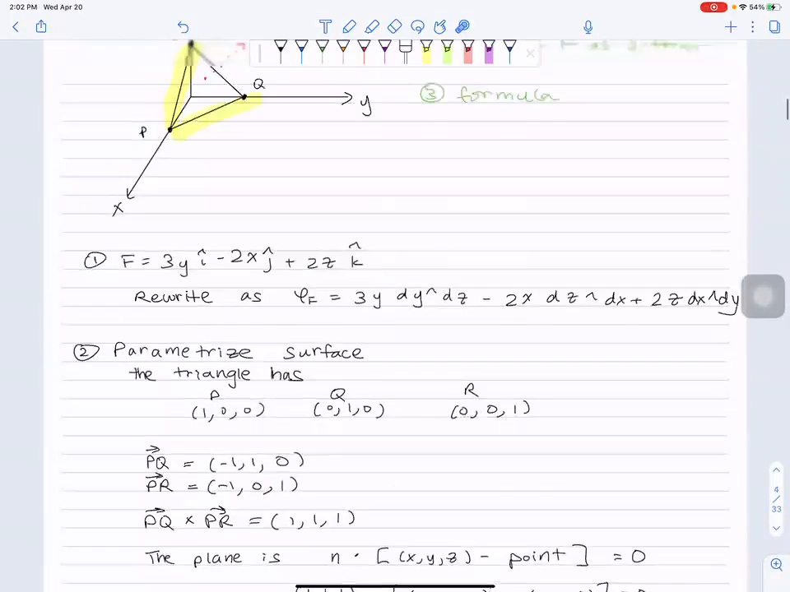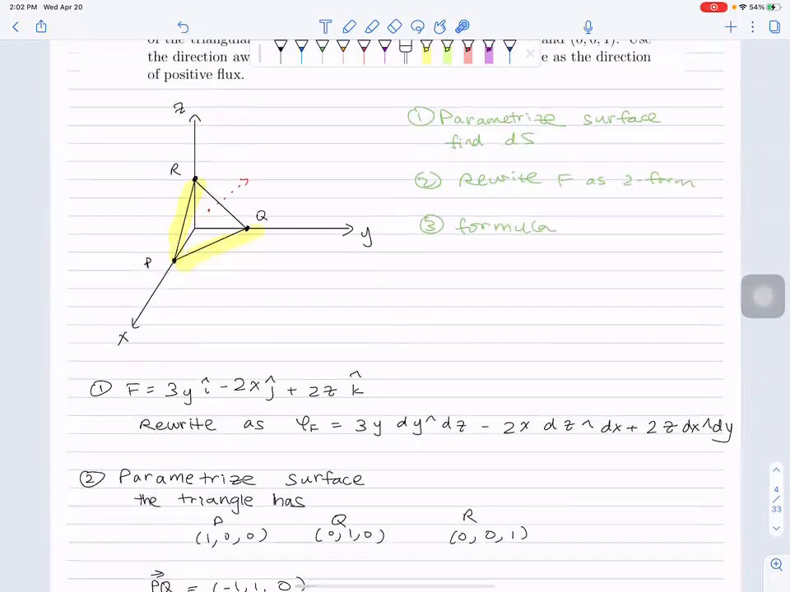Yes, and also because dealing with things in 3 dimensions with 3 variables is harder. When parameterizing, we want to get rid of one of the variables.